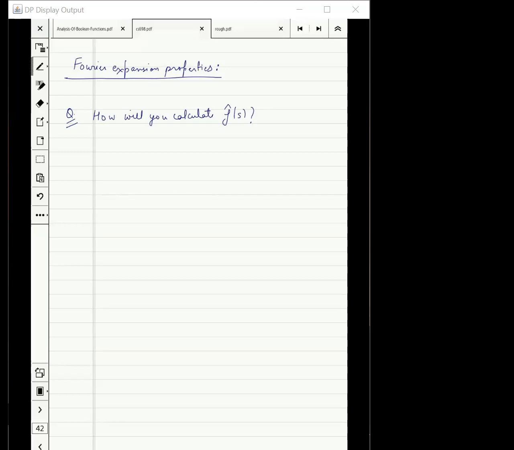By expanding the formula means you will write it in this indicator basis, right? f is equal to summation over a of f(a) times the indicator of a, kind of a thing. Good, that is the way, and this is how we figured out the Fourier expansion of AND yesterday.